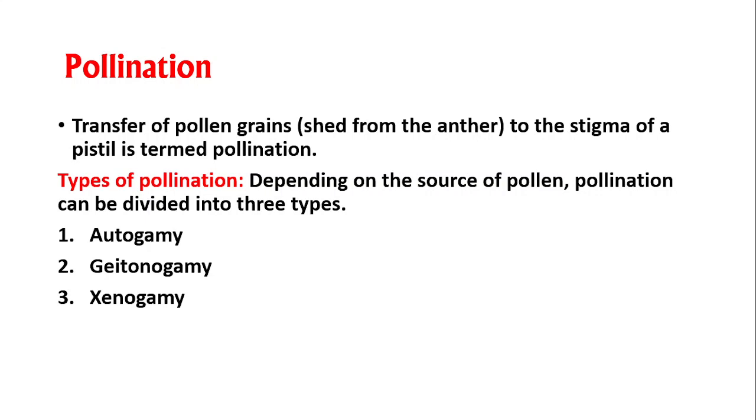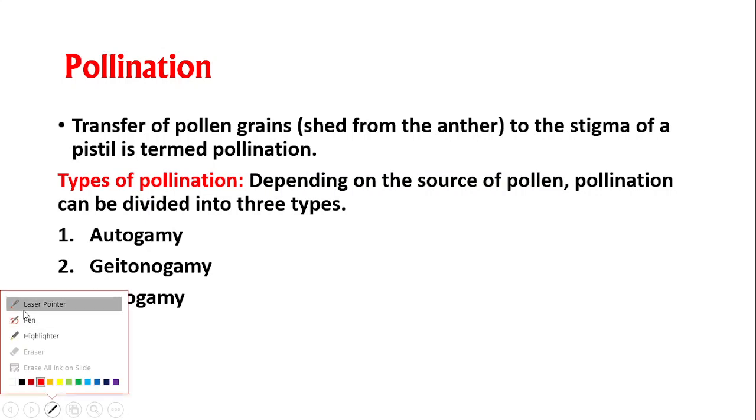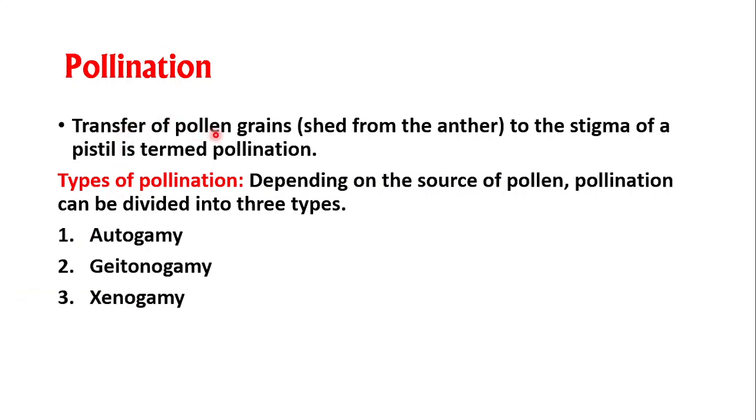What is pollination? The transfer of pollen grains to the stigmatic surface is called pollination. It is the process of transfer of pollen grains from the anther to the stigmatic surface. So that is called pollination.